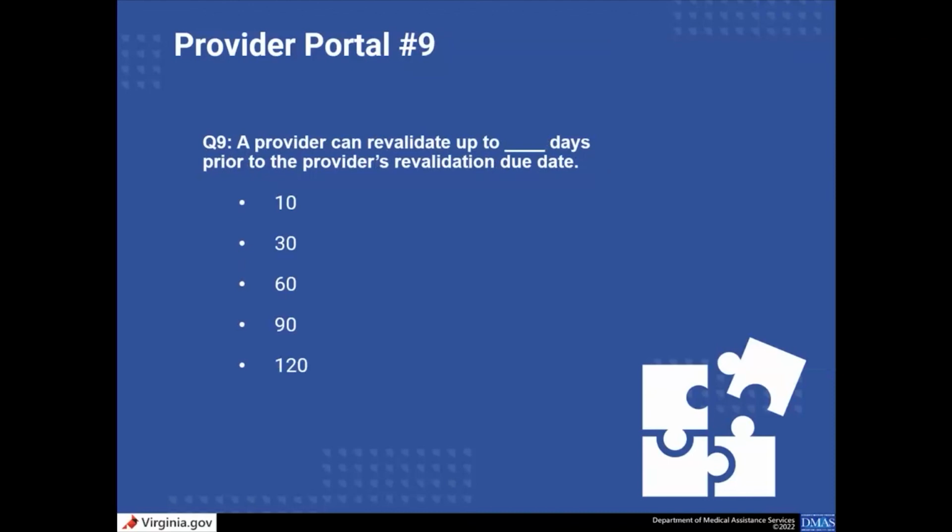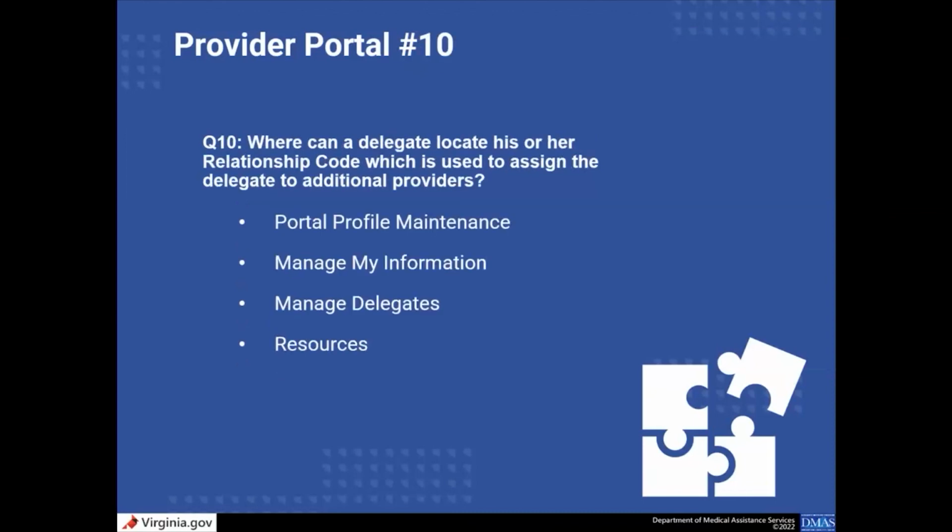Notifications are sent at 30, 60, and 90 days. Question 10. Where can a delegate locate his or her relationship code, which is used to assign the delegate to additional providers? Is it under Portal Profile Maintenance, Manage My Information, Manage Delegates, or Resources? The correct answer is under Portal Profile Maintenance.